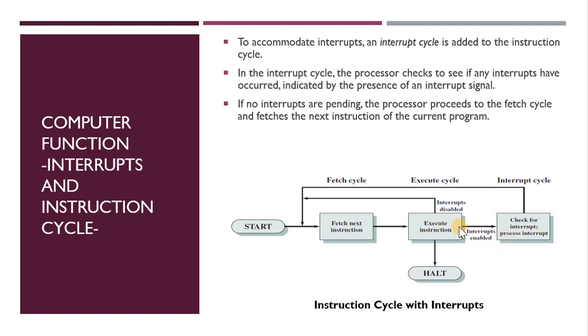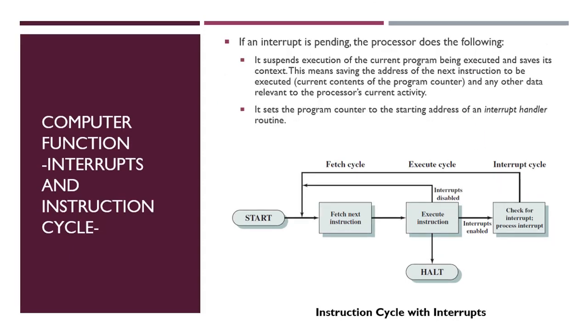If no interrupts are pending, the processor proceeds to the fetch cycle and fetches the next instruction of the current program. If an interrupt is pending, the processor does the following. It suspends execution of the current program being executed and saves its context. This means saving the address of the next instruction to be executed, the current contents of the program counter, and any other data relevant to the processor's current activity. It sets the program counter to the starting address of an interrupt handler routine.